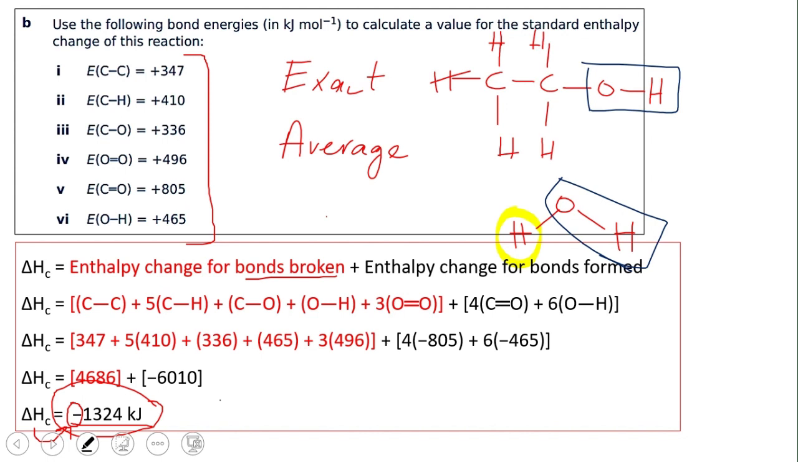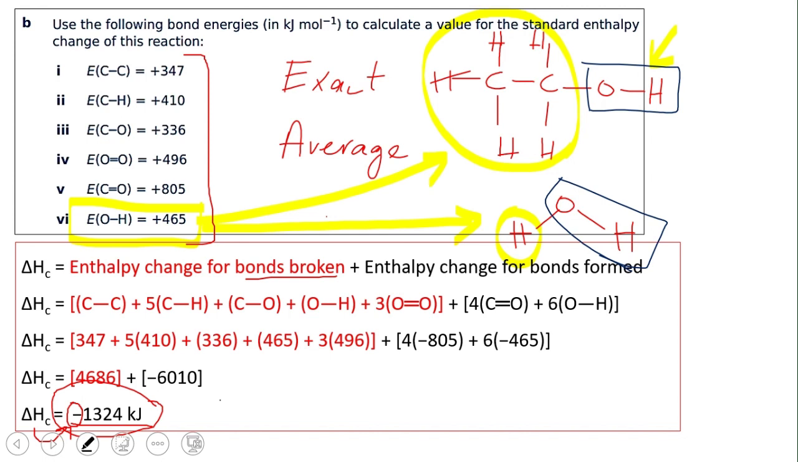But in the case of ethanol, the OH bond is attached to a big group, C2H5. So a different value is needed to break this bond, because its environment is different. Its attached group is different, which will affect this value. But most of the time we just use the same value: the same 465 for this OH bond, and the same 465 for this OH bond.